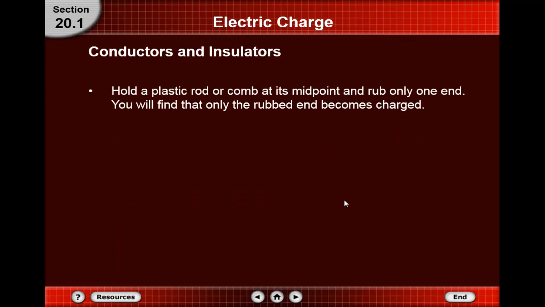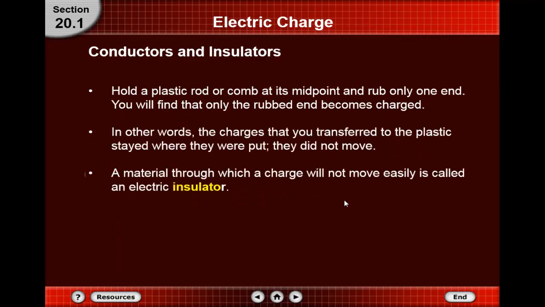So what is the difference between conductors and insulators? Hold a plastic rod or comb by its metal point and rub only one end. You will find that only the rubbed end becomes charged. In other words, the charges that you transfer to the plastic stayed where they were put; they didn't move. A material through which a charge will not move easily, we call an electric insulator.